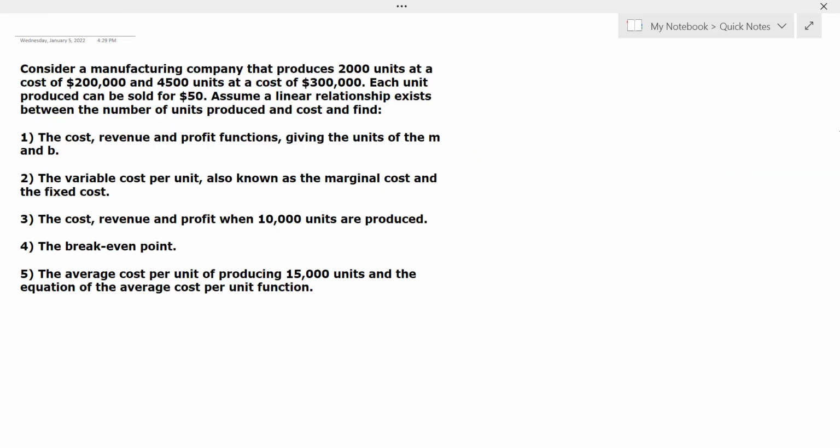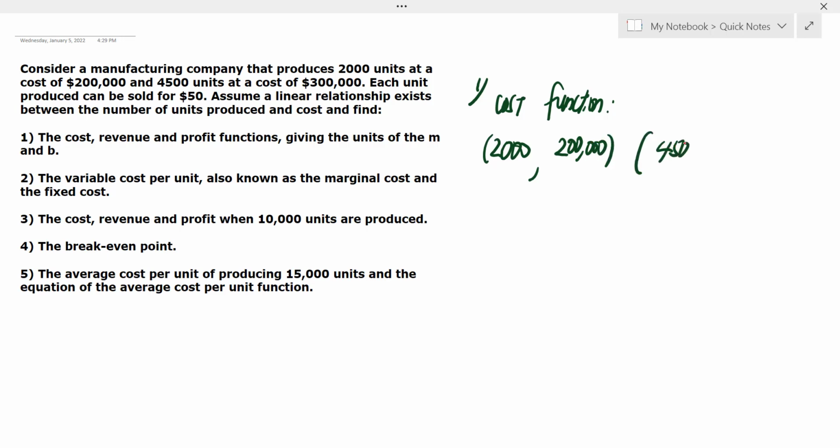All right, so first one is taking care of the cost function. So let's find out the cost function first. We are given two ordered pairs here. At a 2,000 units production level, the total cost is $200,000. At a 4,500 units production level, the cost is $300,000. We call these x1, y1, x2, y2. The y value represents the total cost, and the x value represents units produced and sold.